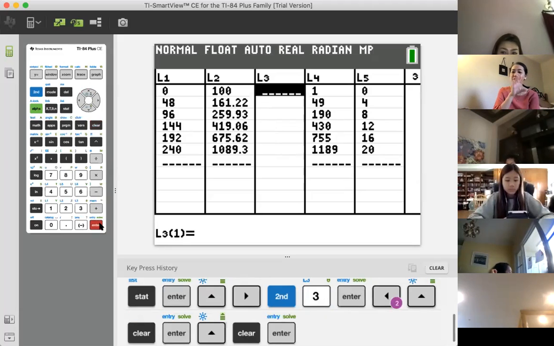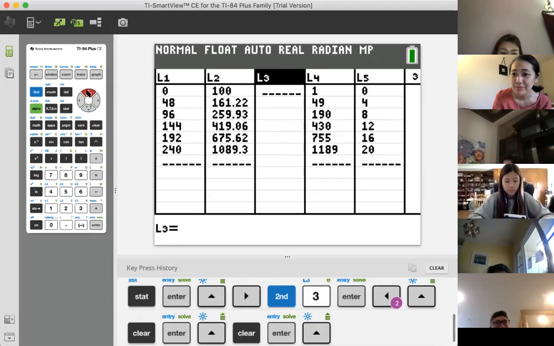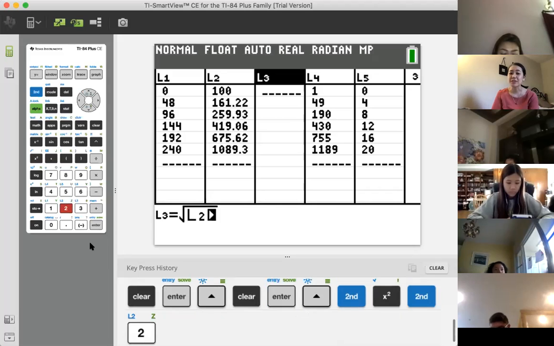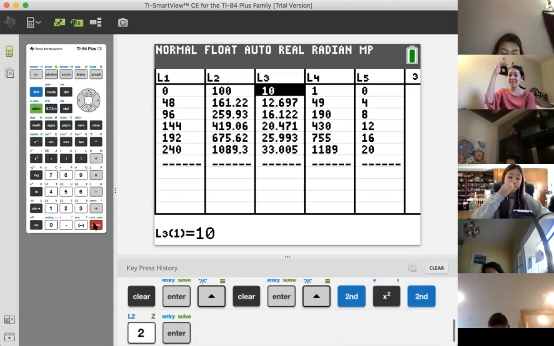And we're gonna play around with the Y coordinates. We're gonna play around with L2 in L3, okay? So go up to L3 and you're gonna go square root of L2. So second 2. We're gonna square root L2 and then press enter. And it does all of it for you right there.